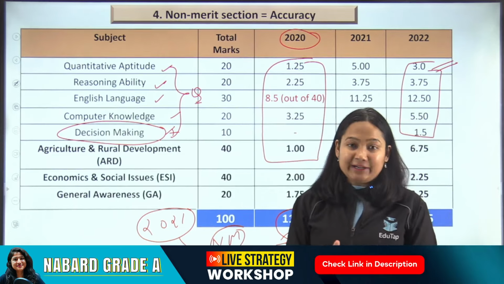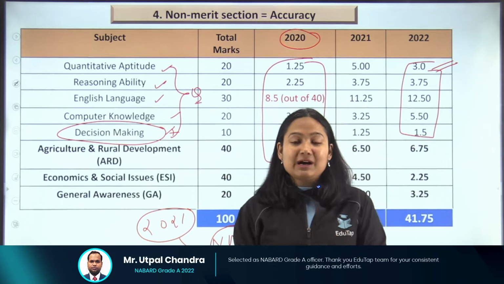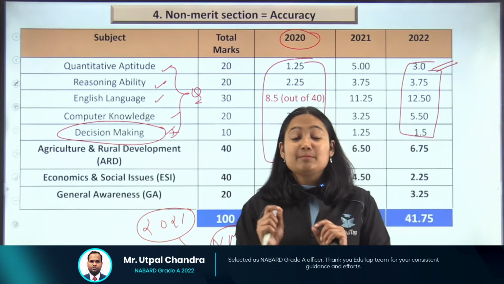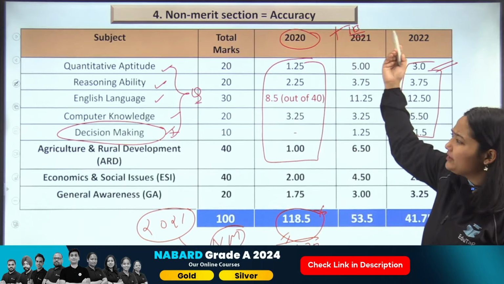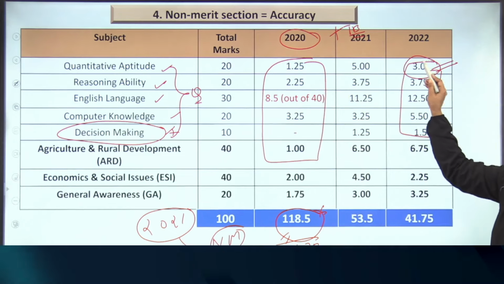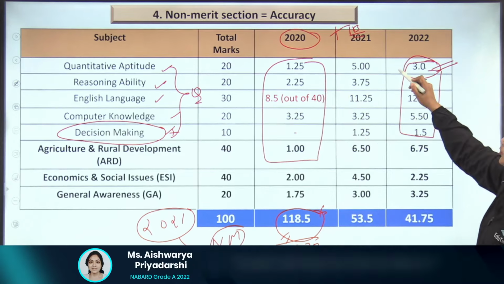If you just say, okay, I'll spend 3 minutes solving or answering one question in quant, reasoning, English, decision-making, computer, you will not score good marks in the merit section. So for the non-merit section, focus on accuracy and time-bound practice. If you are able to do only 3 questions correctly from quant and not attempt any other question at all, you have cleared the quant section.